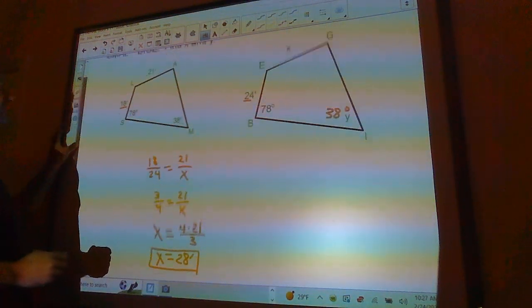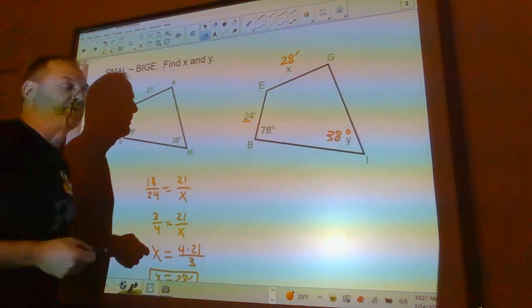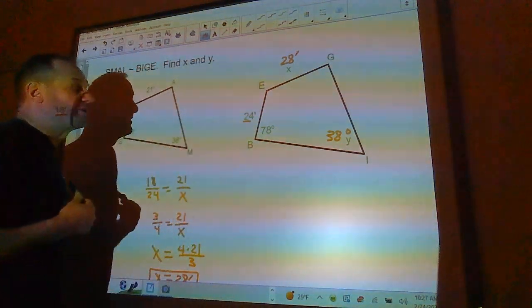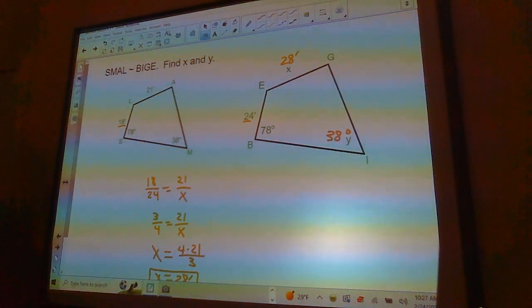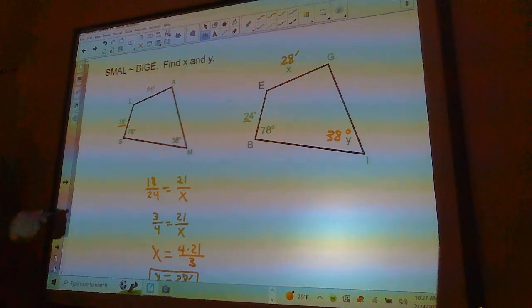And I always like to write these things on my picture because a lot of times with these type of problems, I have multiple things to do. And knowing this might give me something else in the picture. It doesn't in this case, but that does often happen. So make sure you write on the picture. Okay.